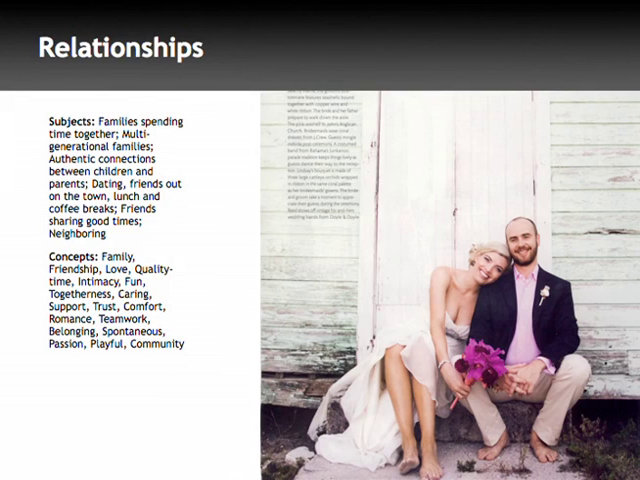And relationships, obviously some crossover with lifestyle there, but families spending time together, multi-generational families are very important. Authentic connections between children and parents, children of all ages really. Dating, friends out on the town, lunch and coffee breaks, friends sharing good times, and neighboring, getting to know one's neighbors. The concepts here, again, are similar: family, friendship, love, quality time, intimacy, fun, togetherness, caring, support, trust, comfort, romance, teamwork, belonging, spontaneity, passion, playfulness, and community.